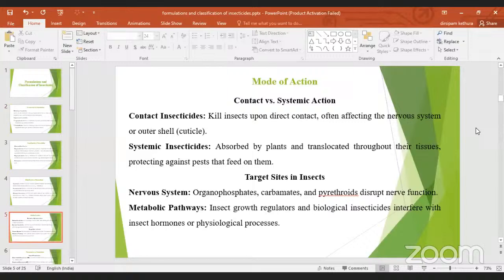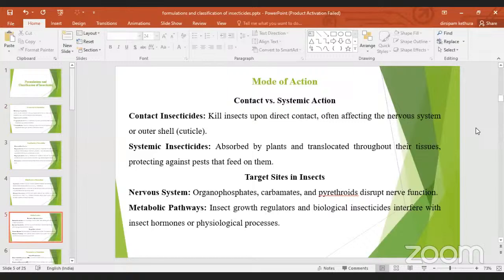And the other part is target sites in insects. You could see the target site. Already we discussed in our previous class that some of the chemicals act on the nervous system to kill the insects. Here also we mentioned the same. Target sites in insects. The first one is the nervous system. We are targeting the nervous system of the insects to kill them in order to protect our crop. Okay. The first chemicals are organophosphates, carbamates, and pyrethroids, which disrupt the nerve function of the insect.